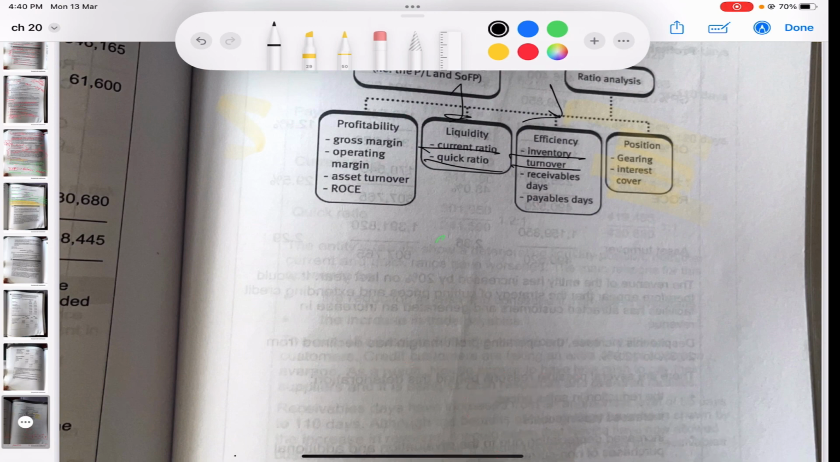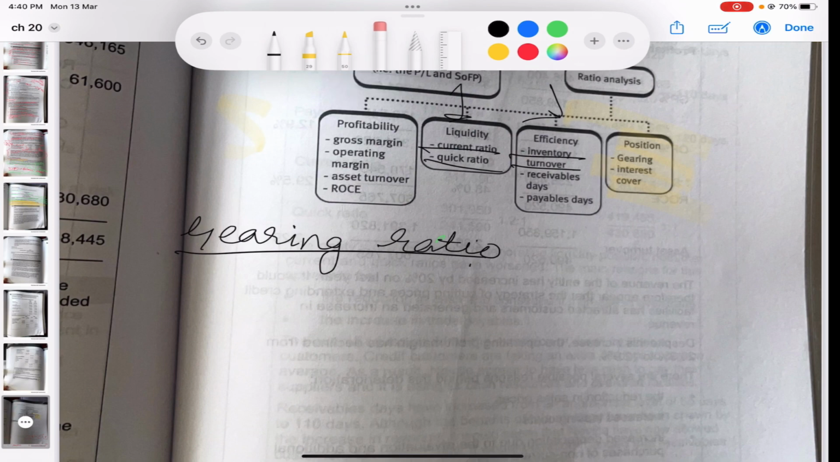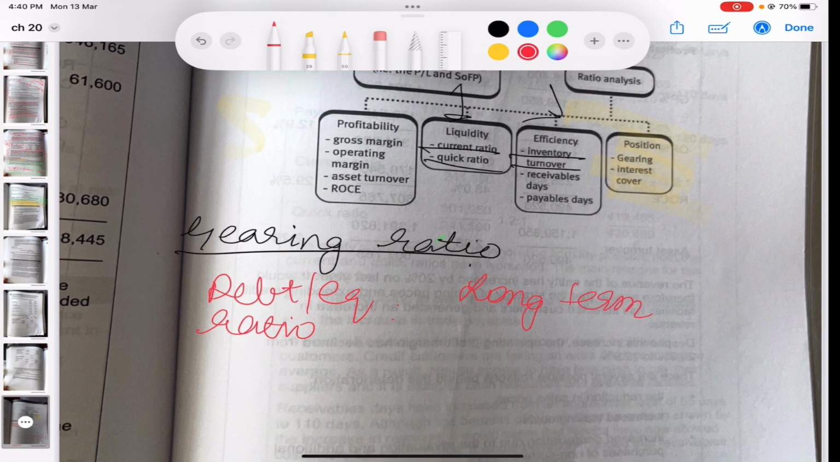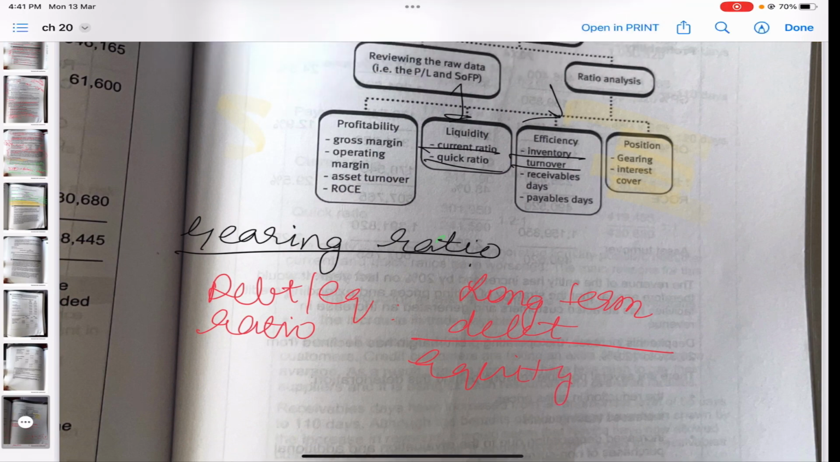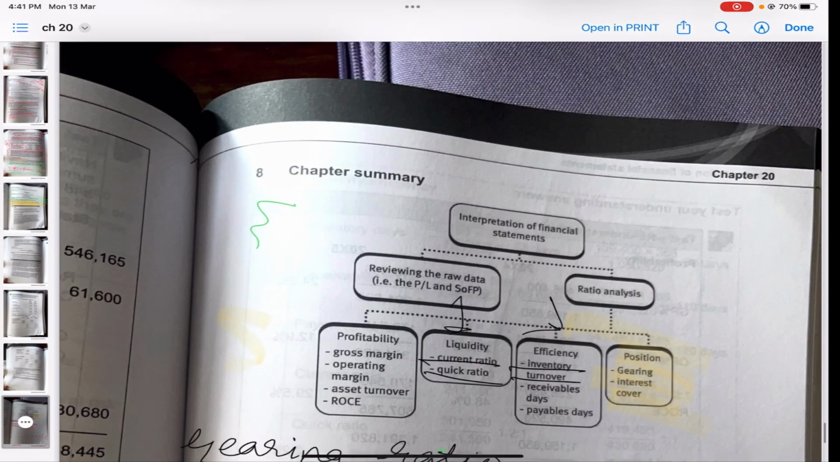Okay. So what is the formula of my gearing ratio? Let's quickly discuss that. Gearing ratio, we know what gearing ratio is, to find the financial position of a business, right? So there are two ways using which you can find the gearing ratio. The first one is the debt equity ratio, debt to equity ratio. How do you find the debt to equity ratio? Long term debt upon equity. This will give me my debt to equity ratio. Percentage of capital employed represented by borrowings.